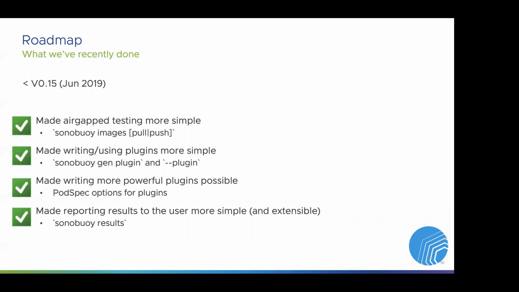Then we've tried to make reporting the results for even custom plugins simplified by the Sonobuoy results command. Again, I really want to emphasize that this is extensible. This is a brand new feature. So we currently only process JUnit, but there's no reason it can't be extended to understand other testing frameworks or types of output.